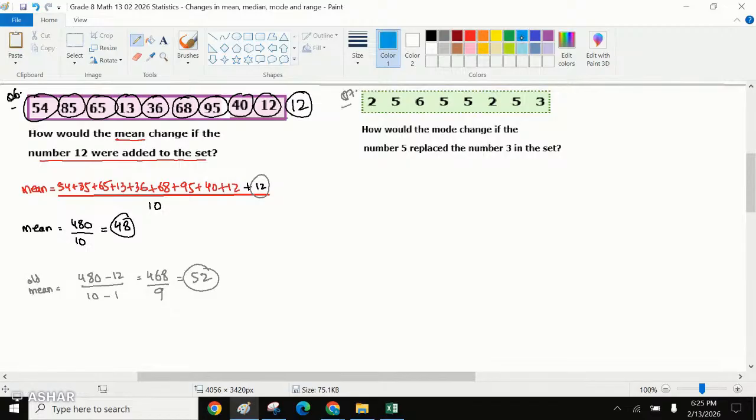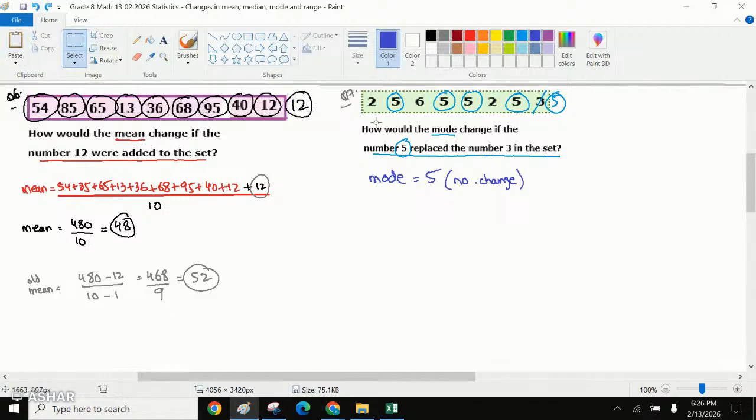So as per this statement, the number 5 replaces the number 3. So we can say 5 is replacing 3. No change. Why? Because 5 is already the mode. Now 5 appears 5 times, right? So we can say that the mode will still stay as 5 and there is no change. Agreed?